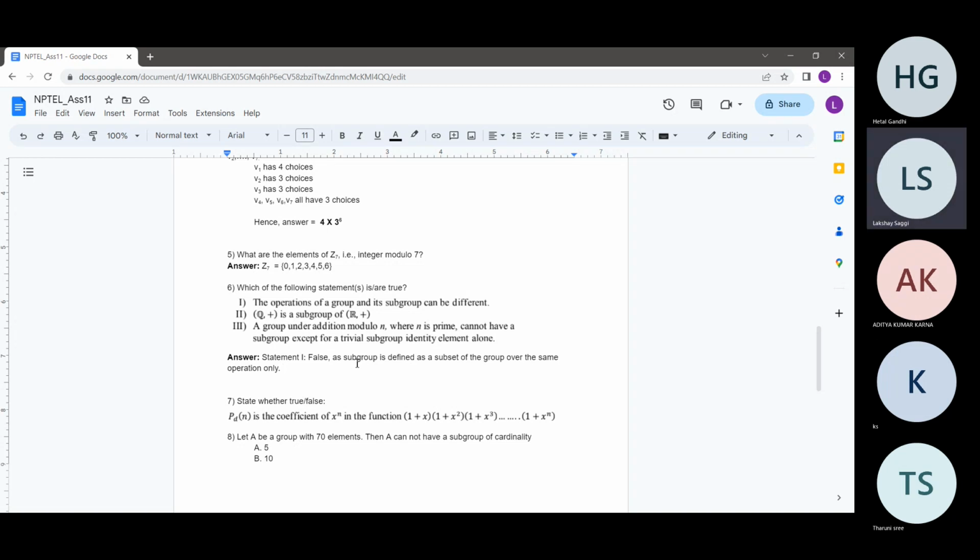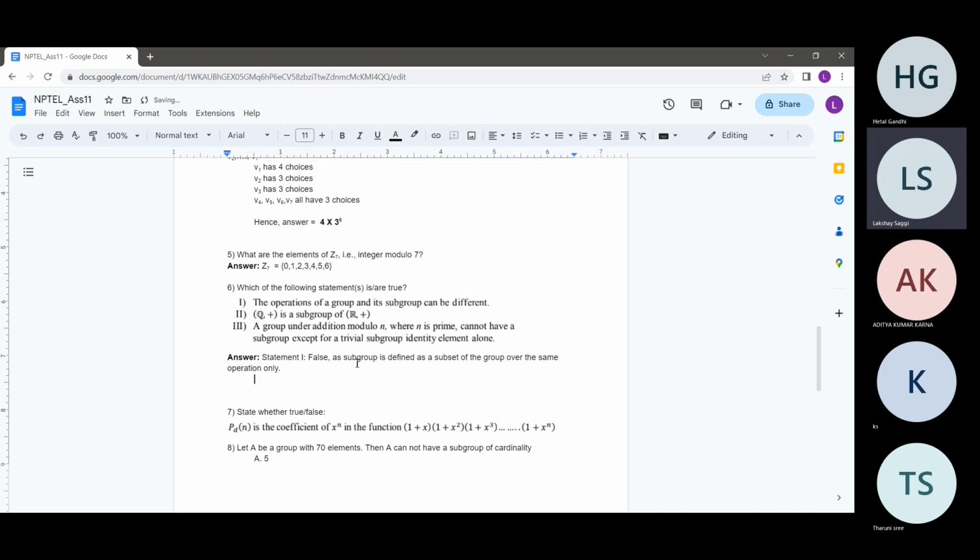I hope you guys understand what I'm trying to say. There is a difference between something being in the definition itself and something being derived from something. This is just the definition of a subgroup, that the operation should be the same as the group. If someone had defined it in a different way, then maybe the answer to this statement would have changed. But as the definition stands, this statement is false.